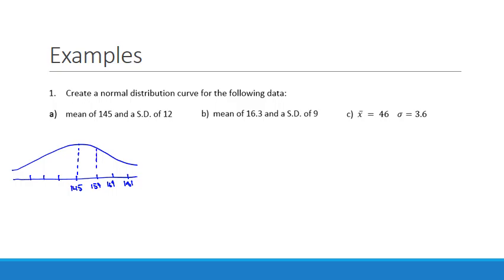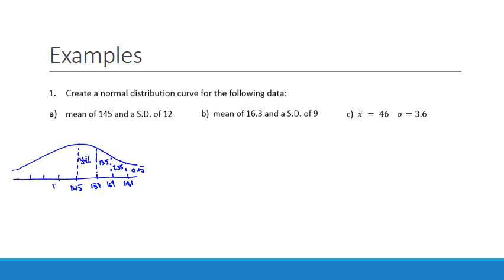And then what I know is that 34% of the data in this data set would land between 145 and 157. I know that another 13.5% would land between 157 and 169. I know that 2.35% of my data would fit between 169 and 181, and I know that only 0.15% of my data would be above 181. So that's the right side. Now I have to go to the left side.